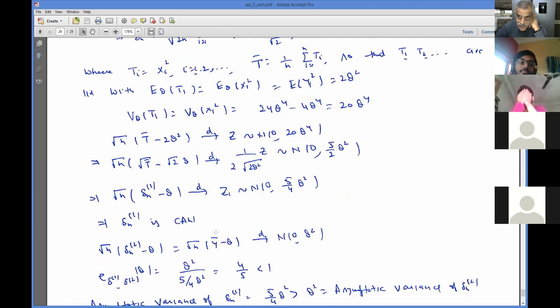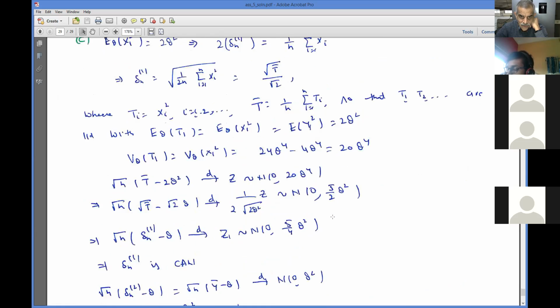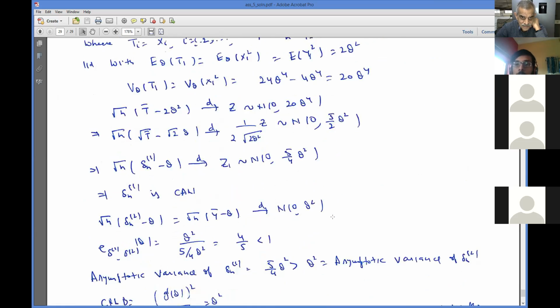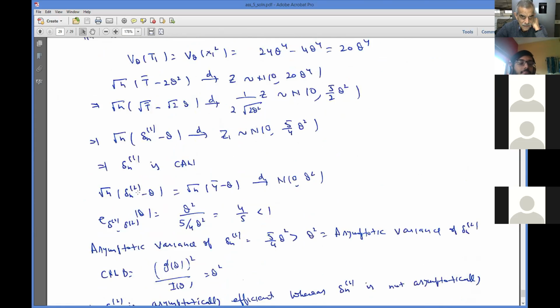Is that okay? Now I look at root n, delta n2 minus theta, which is root n times y bar minus theta. Y bar is the mean of mod of xi, and expected mod of y is theta. So root n times y bar minus theta goes in distribution to normal 0, theta square. Is that okay? This is also CAN.